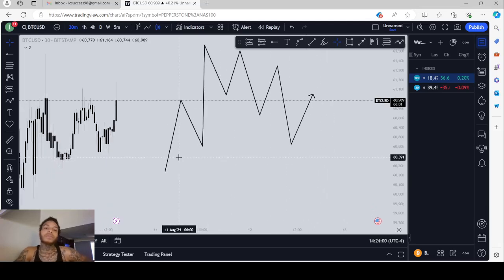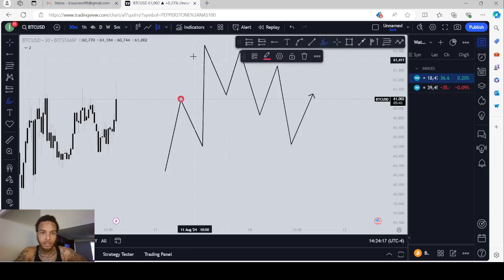Okay, so this is how the market moves every day, all day, every month, every week, all year, etc., etc. So these are your highs. You got your high, you got your higher high, you got your lower high. The reason why this is a lower high is because this high is lower than this high. And then you got a lower high, you got another lower high.